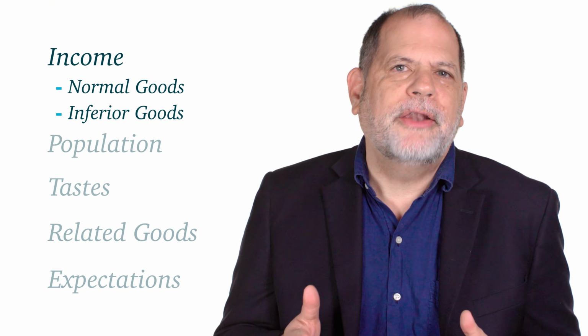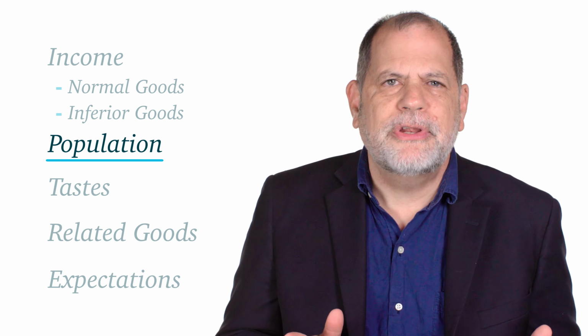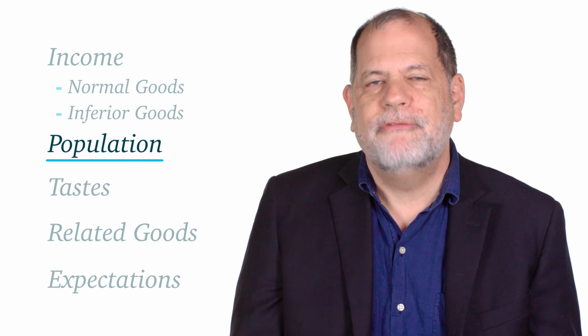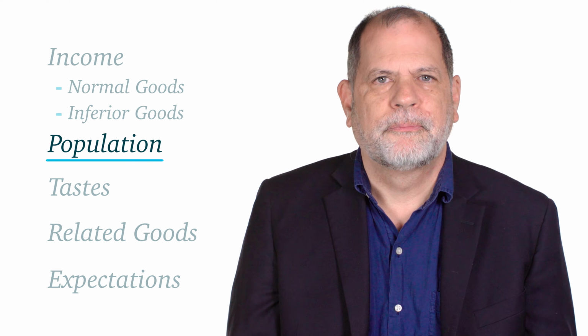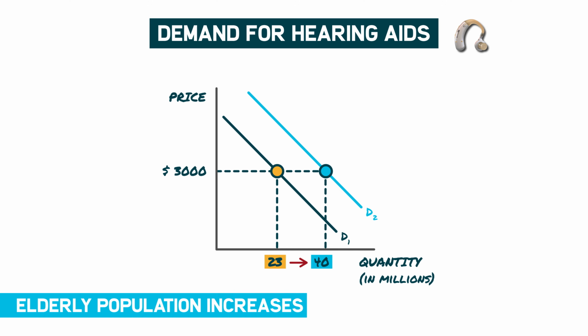Now, let's move on to changes in population. As the population of an economy changes, the number of potential buyers of a good changes also. What would happen to the demand for hearing aids if the elderly population in your country increased? Well, very likely demand for hearing aids would increase. At any price for those hearing aids, there would be a higher quantity demanded.